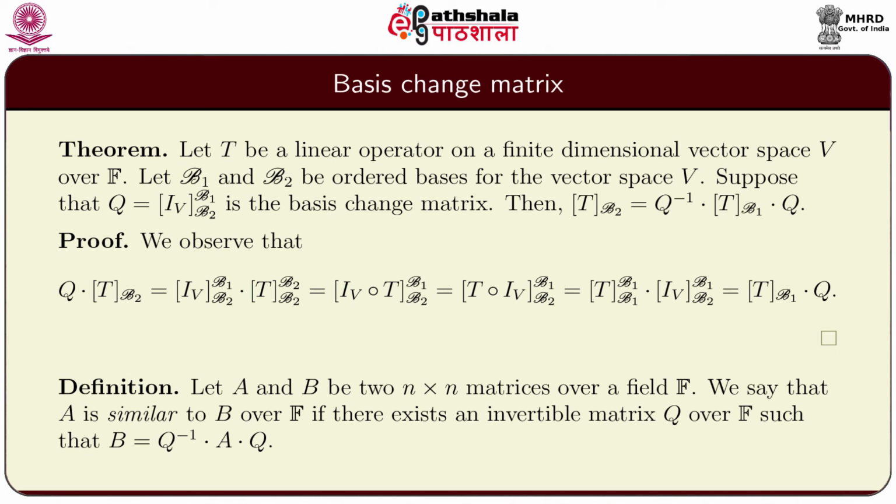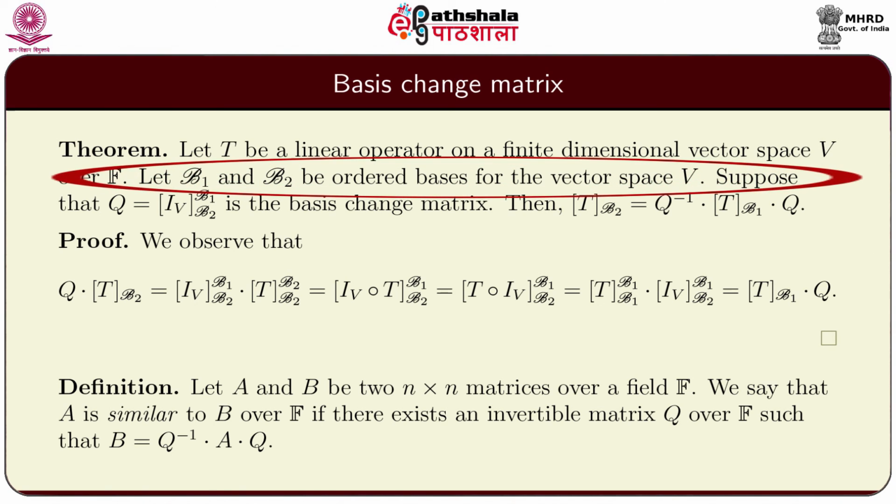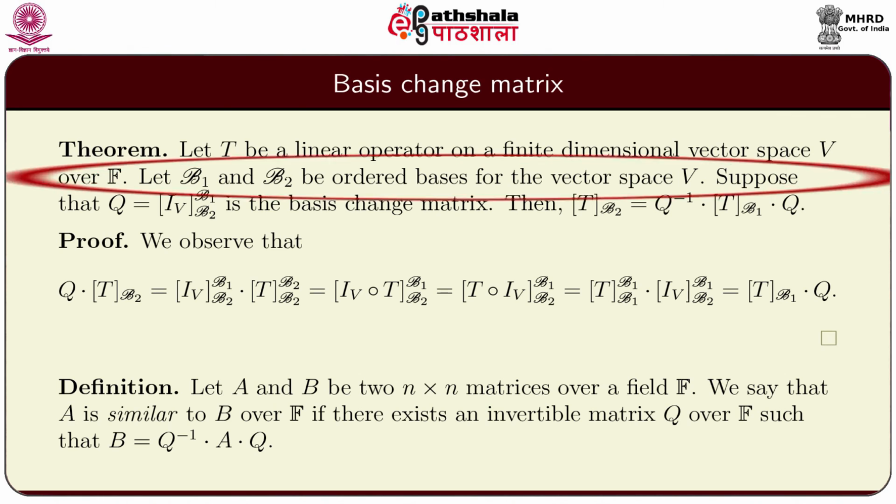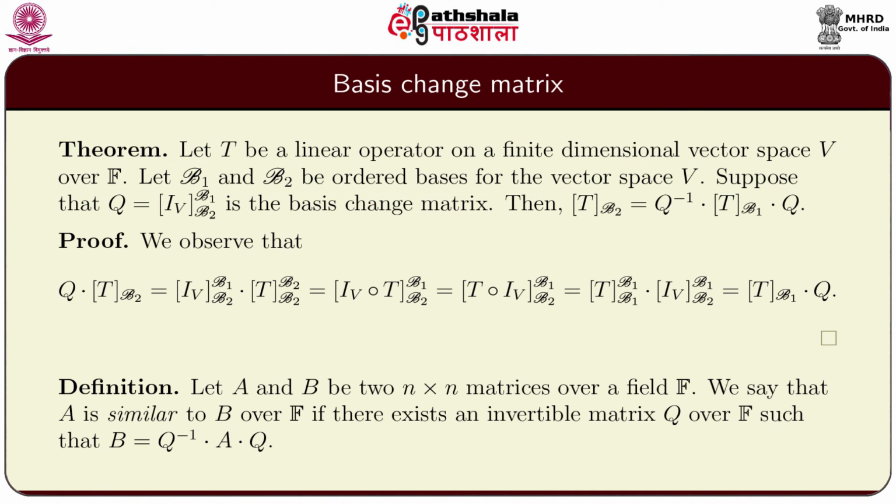The theorem says that if T is a linear operator on a finite dimensional vector space V over F, and if B1, B2 are ordered bases for V, then if we assume that Q, which is the matrix representation of the identity operator I_V with respect to B2, B1, is the basis change matrix, then the matrix representation of T with respect to the basis B2, that is [T]_B2, is equal to Q inverse times the matrix representation of T with respect to the basis B1, that is [T]_B1, times Q.